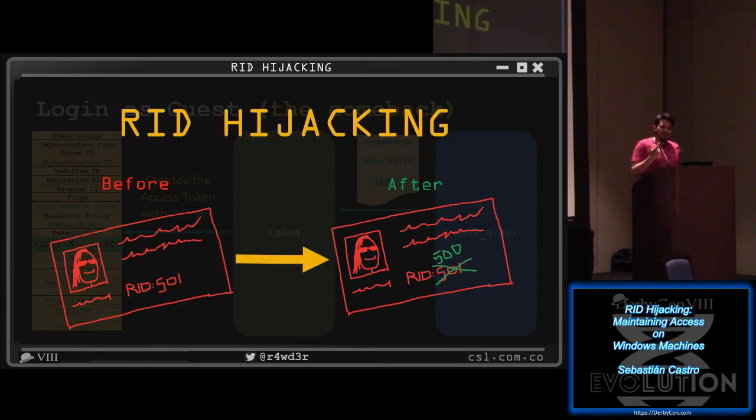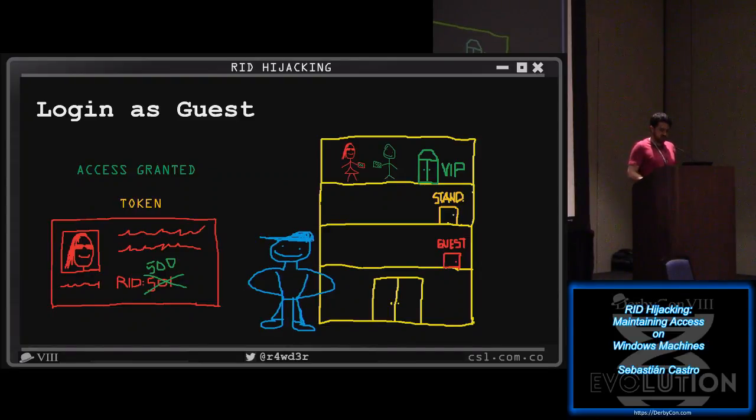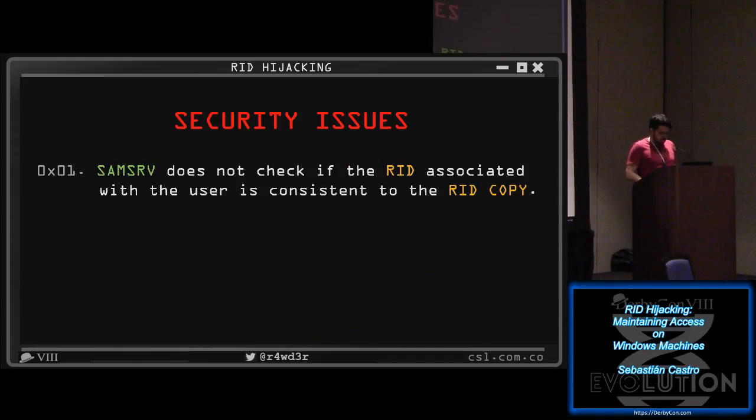Modifying the RID at the exact place is equal to acquiring the privileges of a spoofed account and doing everything you want. In this case, the guest account receives her access token, and she can do anything inside the system on behalf of the administrator. So these are the security issues.